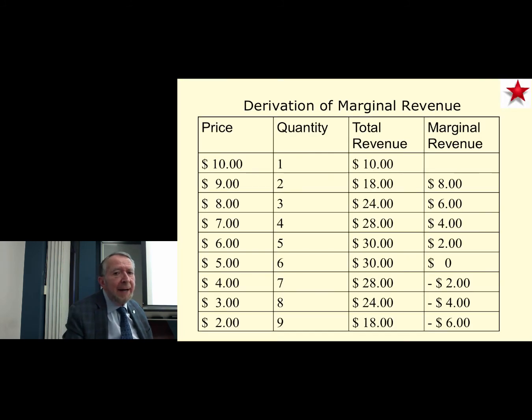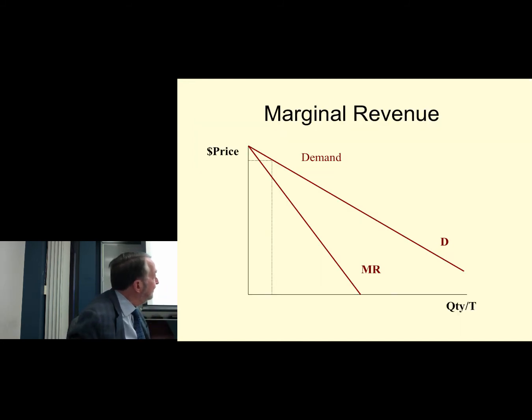So consequently, again, here you can do it in table form. You calculate the quantity change, which in this example is 1 unit. Calculate the change in total revenue, that is marginal revenue. And as I said, in the upper half, it's positive. As I lower price, total revenue continues to go up. Once I get to the midpoint, though, if I continue to lower price, I sell more units, but total revenue is getting smaller. So marginal revenue would be negative.